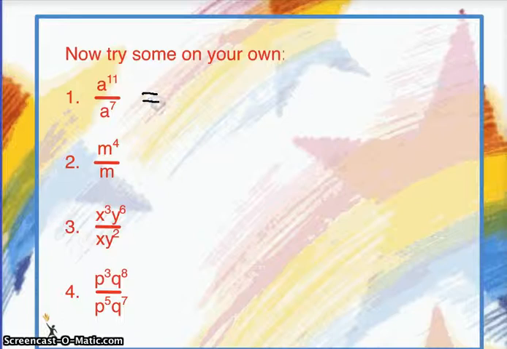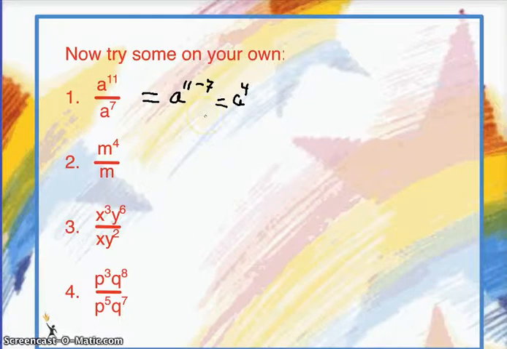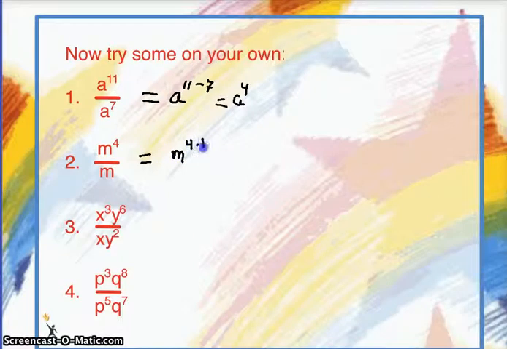Okay, on this first one, these are the same base. So what I'm going to do is I'm going to move a to the 7th up. So I have a to the 11th minus 7, which is the same as a to the 4th. Okay. In the second example, I'll do the same thing. I will move m up because this is m to the 1, and I want to subtract it from the m to the 4. So what I end up with is m to the 4 minus 1, which is just m to the 3rd.